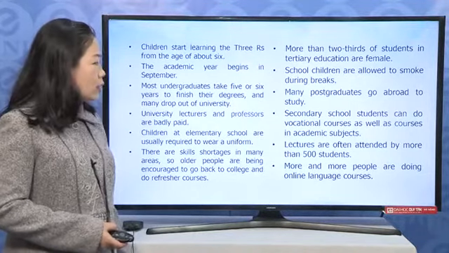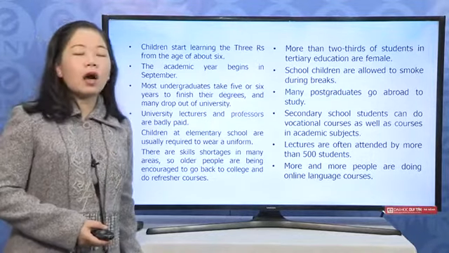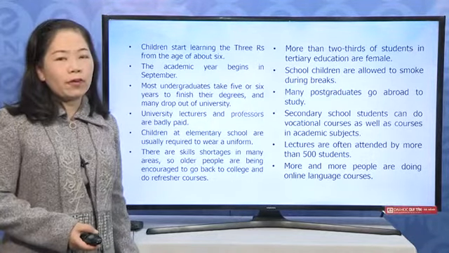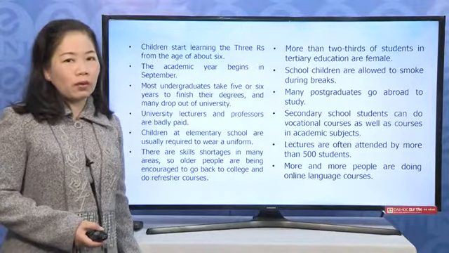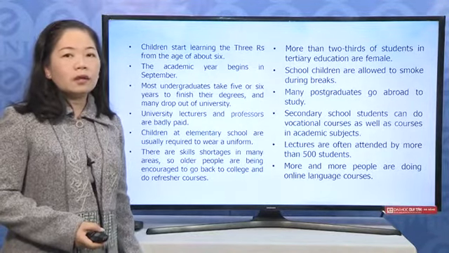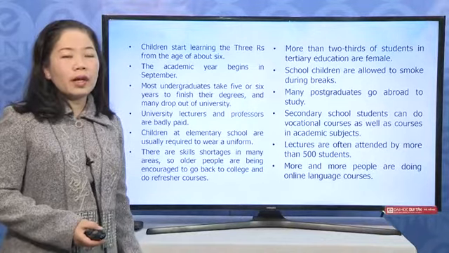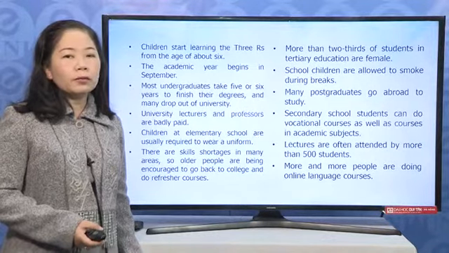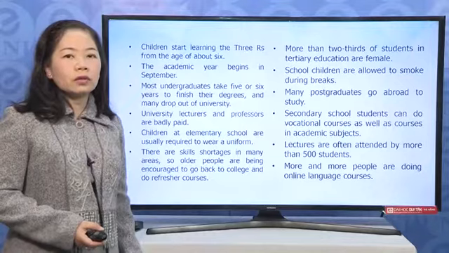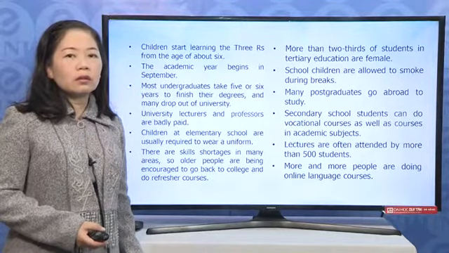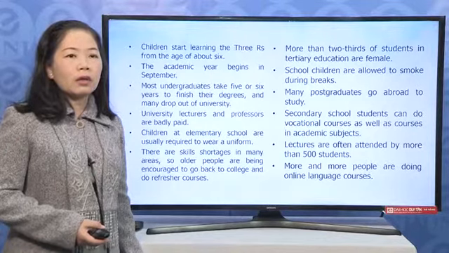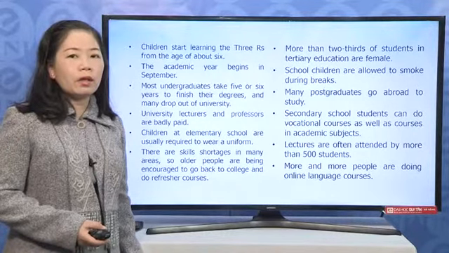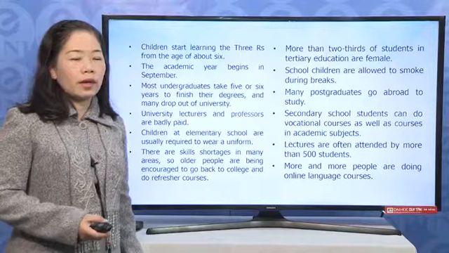Or another idea: lectures are often attended by more than 500 students. Oh, I think it's not correct at all. In Vietnam, the room is not big enough to hold more than 500 students for a lecture. The maximum number of students for a lecture is about 150 or more. Okay.